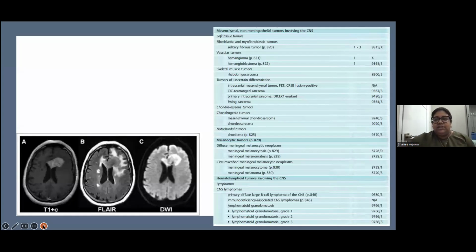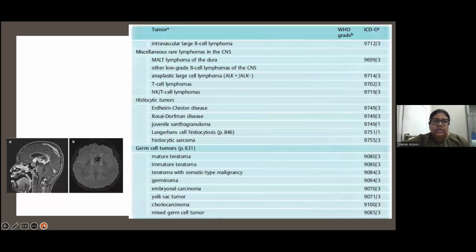Mesenchymal non-meningothelial tumors involving the CNS were divided into soft tissue tumors. Then there were the fibroblastic and myofibroblastic tumors, vascular tumors, skeletal muscle tumors, tumors of uncertain differentiation, and chondro-osseous tumors, or chondrogenic tumors, or notochordal tumors. The melanocytic tumors were divided into diffuse meningeal melanocytic neoplasms and circumscribed meningeal melanocytic neoplasms. The hematolymphoid tumors involving the CNS were the CNS lymphomas, as seen in the table below. And there were some miscellaneous rare lymphomas in the CNS, such as the MALT lymphomas of the dura, or the low-grade B-cell lymphomas of the CNS, anaplastic large cell lymphomas, T-cell lymphomas, and NK/T-cell lymphomas, and the histiocytic tumors and germ cell tumors as listed below.